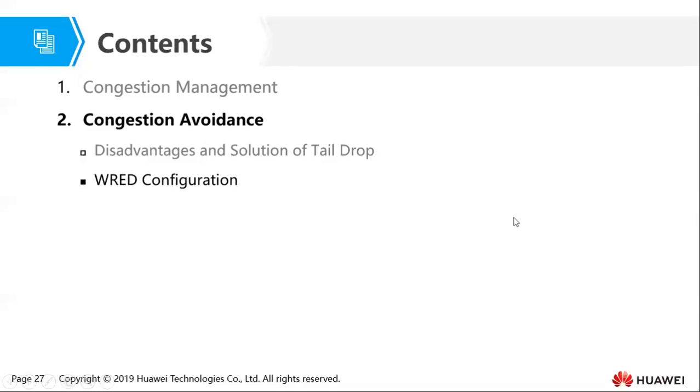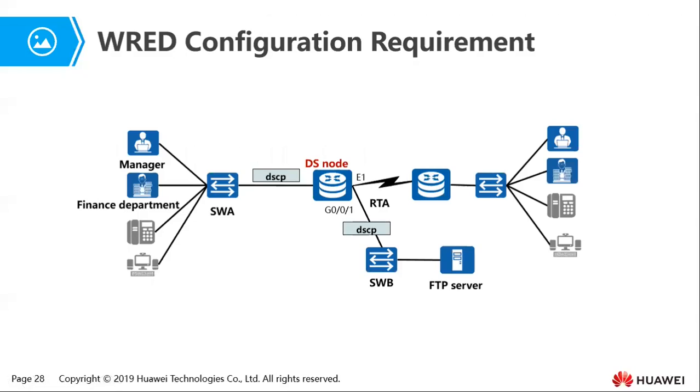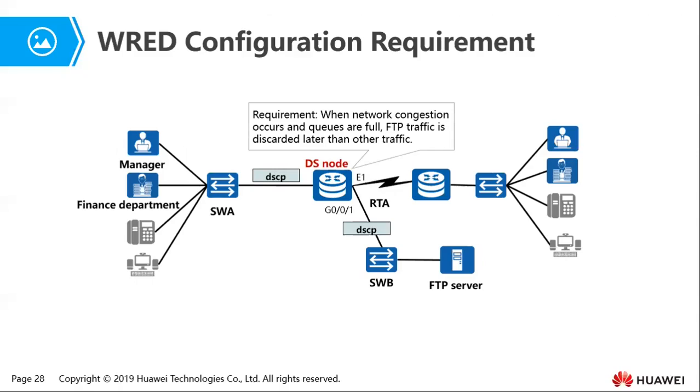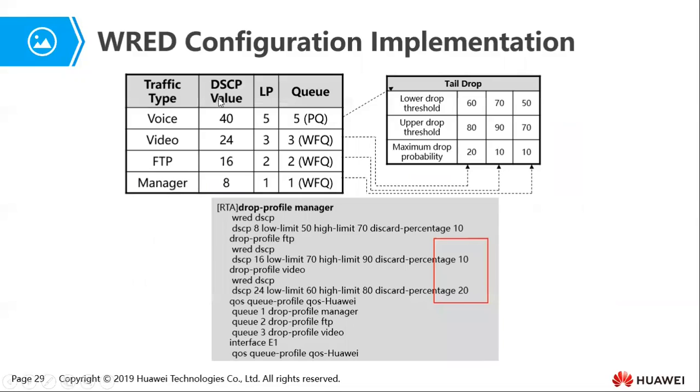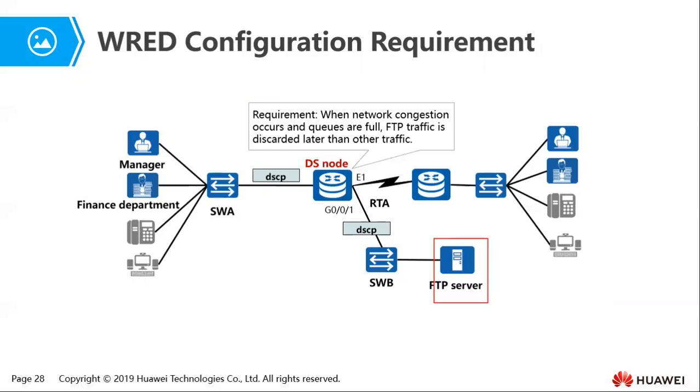Okay, so let's look at how to configure weighted random early detection. The requirement: when network congestion occurs and queues are full, we want FTP traffic from the FTP server to be discarded later than traffic from the other hosts. Do we have any other requirement? Right now, okay.